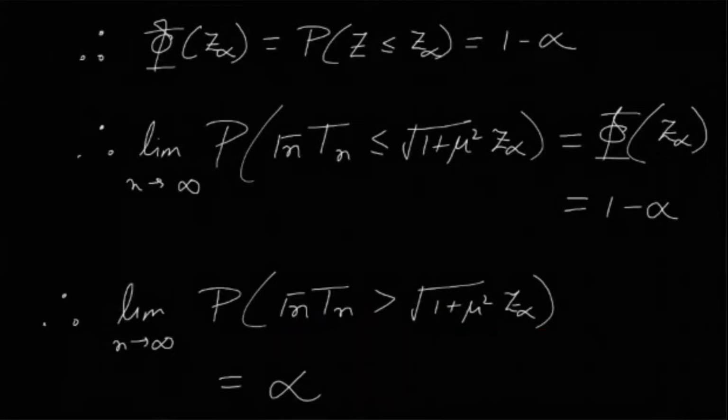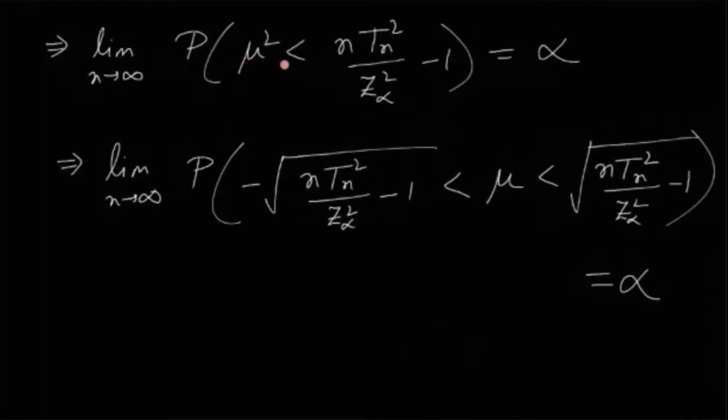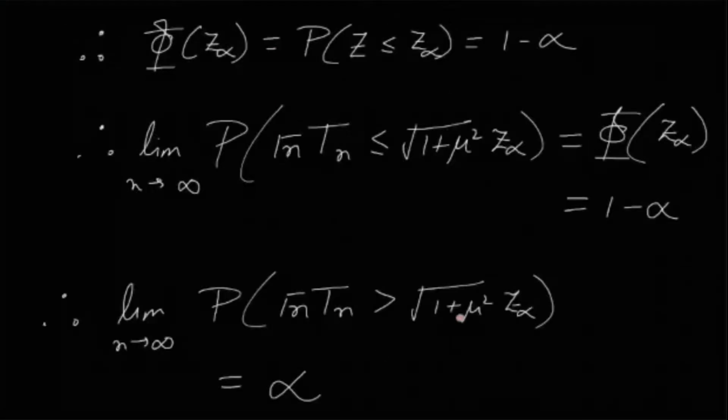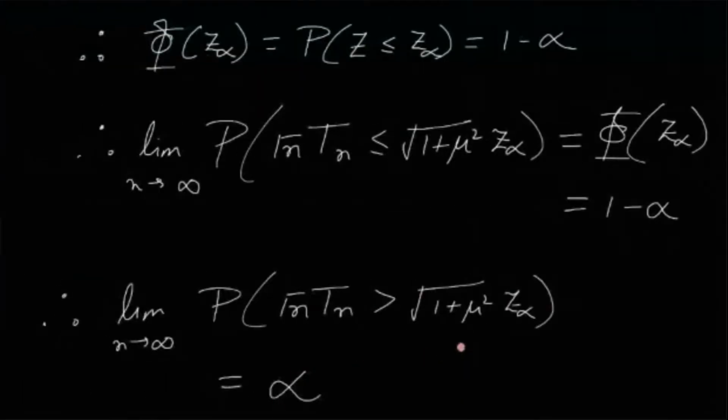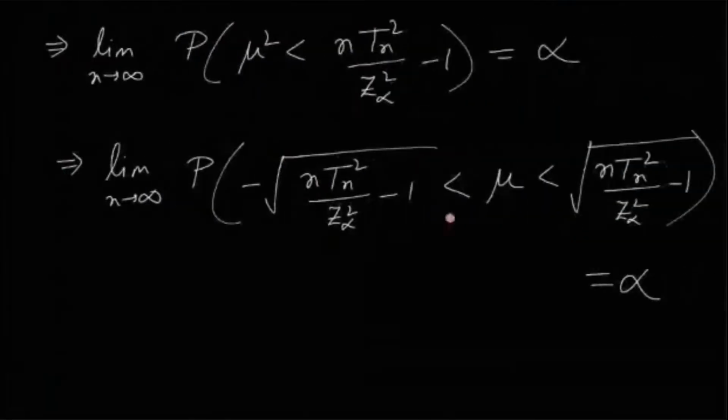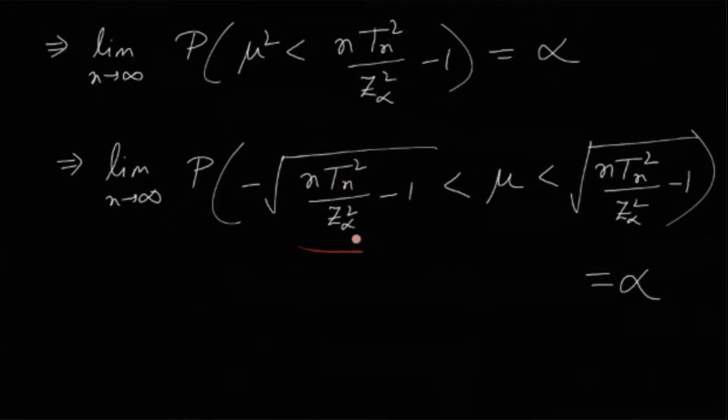Now, trying to make mu square the subject, squaring these things and all that, we have limit n tending towards infinity, probability mu square less than n into Tn square by z alpha square minus 1 is alpha. It comes from here, making mu the subject. That means probability that mu lies between minus root over n Tn square by z alpha square minus 1 and plus root over n Tn square by z alpha square minus 1 is alpha, right? This thing is true.